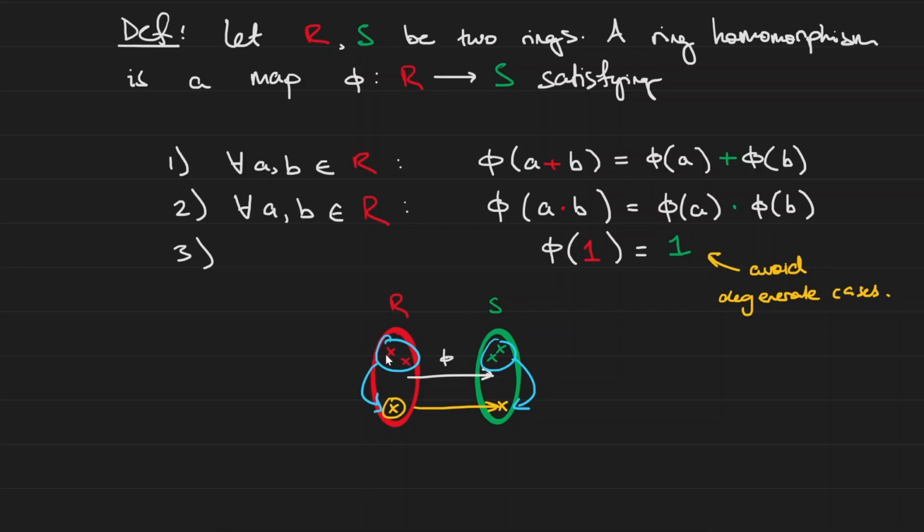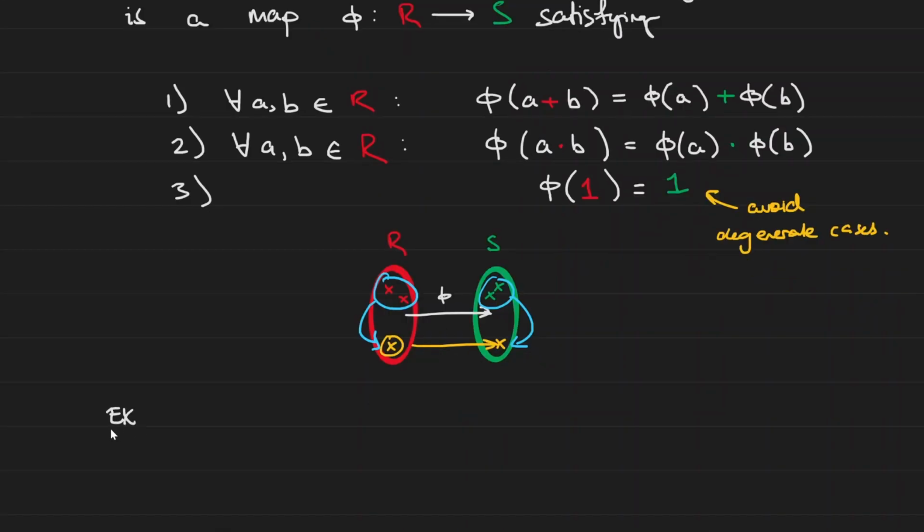It doesn't matter if you multiply in R first, then send it over, or if you send both elements over, then multiply in S. The addition and multiplication operations are preserved when you send the elements in R over to S. Okay, so let's take a look at some examples.